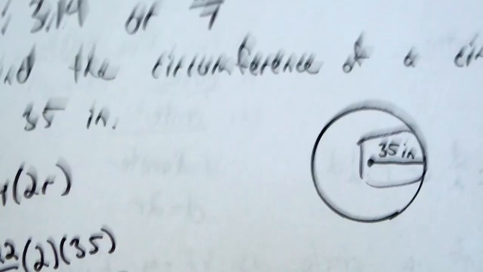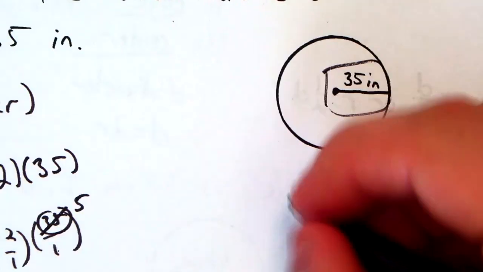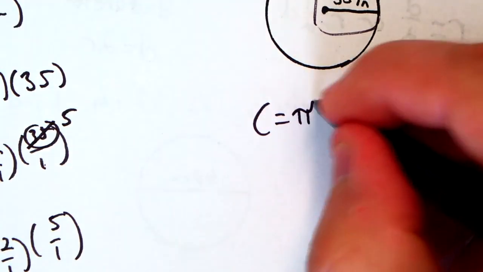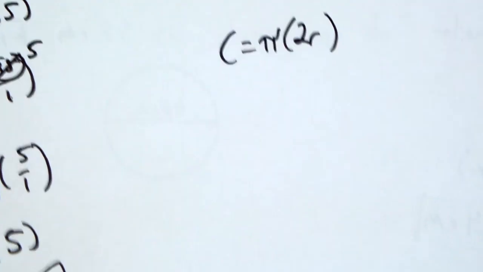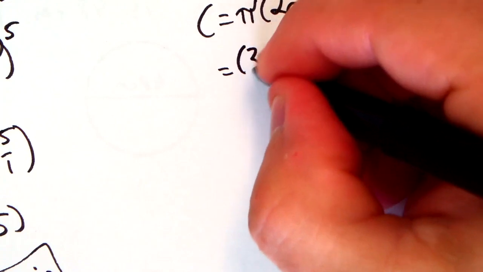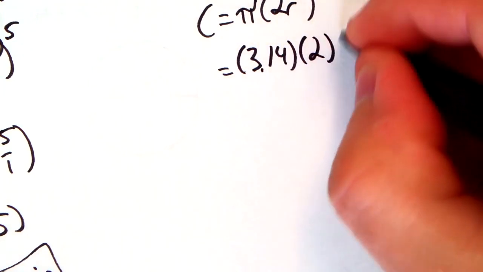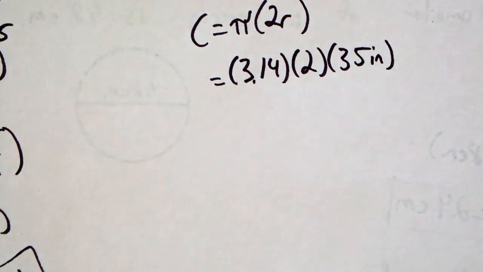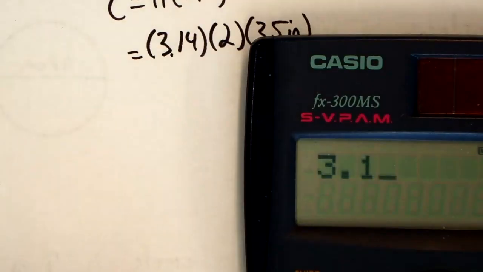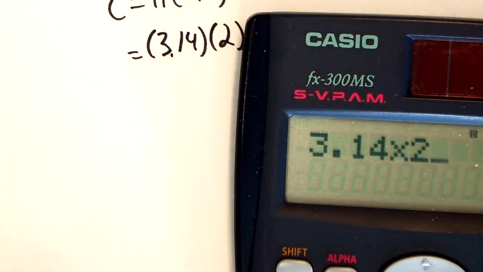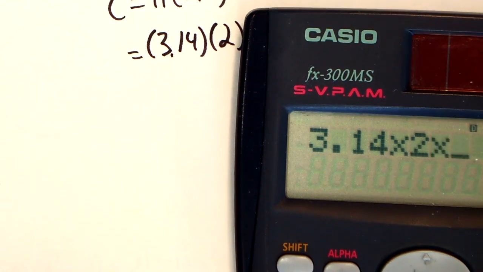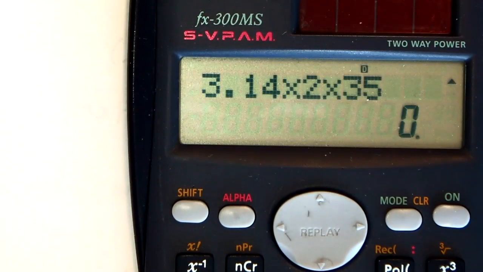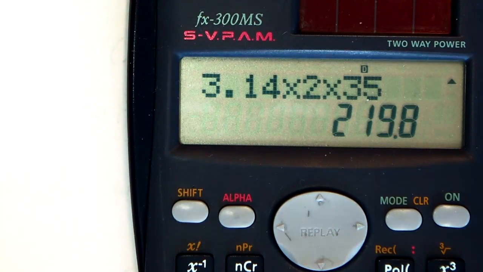If you decide to use 3.14 for the approximation, let's do this again. So pi, I'm going to approximate as 3.14. And r, again, is 35. So let's start using our calculator here. I have 3.14 times 2 times 35. And our answer should be very, very close to 220. And in fact, it's very close: 219.8.